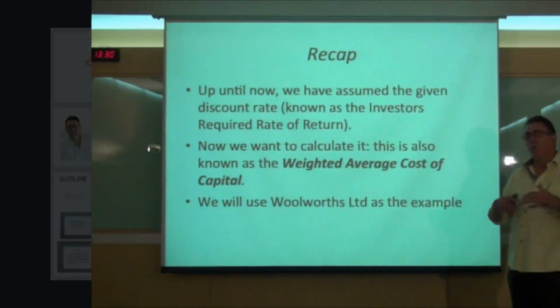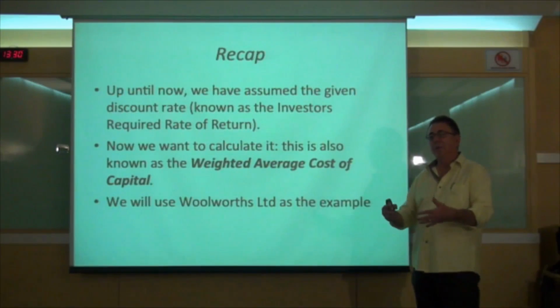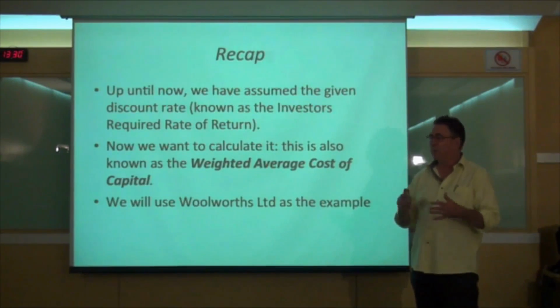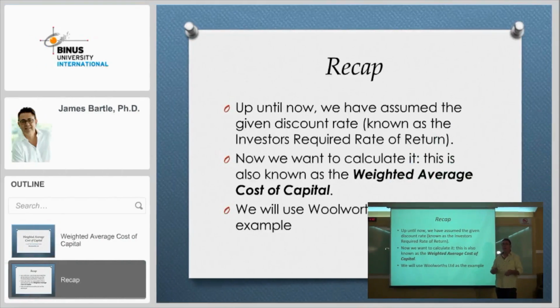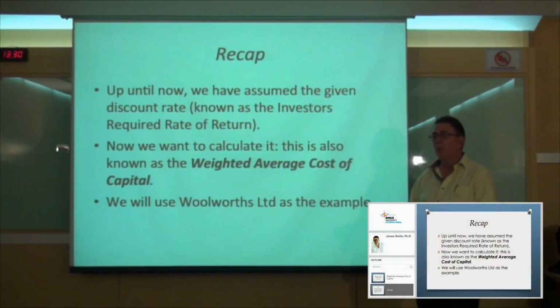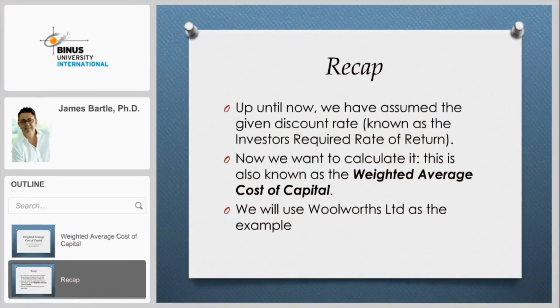Up until now, what we've been doing in class is looking at various types of securities and situations, and we've been doing evaluation of those. But when we've been doing that, I've been giving you the discount rate or the required rate of return, and we've assumed that that is the correct one. Now we go one step further, and we're going to actually calculate the required rate of return, or what is commonly known as the weighted average cost of capital.